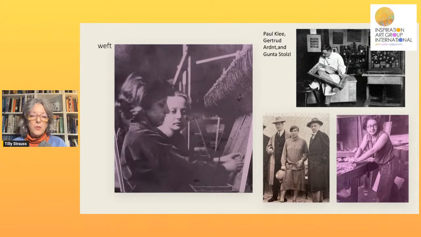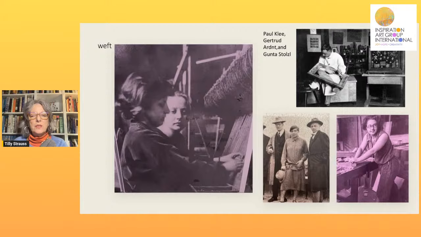and she did admit that she thought weaving was a bit sissy. She was not thrilled about this. The teacher of the weaving at that point was Paul Klee, and there's a photograph of him up there. And he was not exactly a strong teacher, though he was mostly absent-minded and doing his own thing, but he taught by example.